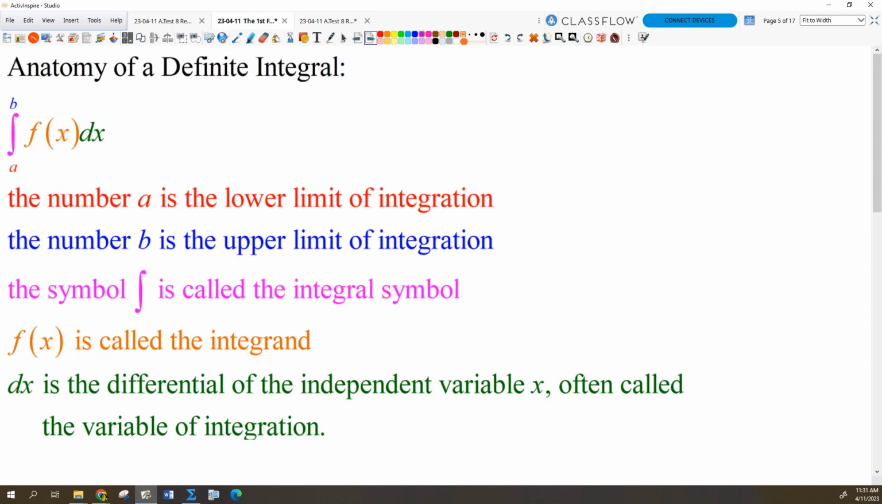The anatomy of a definite integral. We kind of talked about this, but here it is on one slide for your notes. So we've got the integral symbol. At the bottom, we have the lower limit of integration. At the top, we have the upper limit of integration. Those are numbers, right? Those are x values that are encapsulating an area. They're telling us from what x value to what x value we are adding up an area under the curve. F of x is the integrand. That's telling us the shape of the curve under which we're adding up area. And dx is just the differential of the independent variable. Often I just call it the variable of integration, right? Okay, so let's try an example.